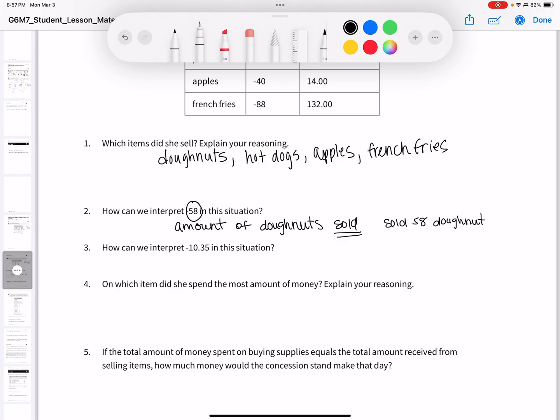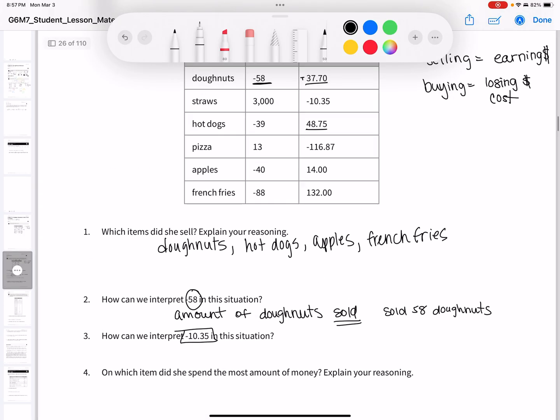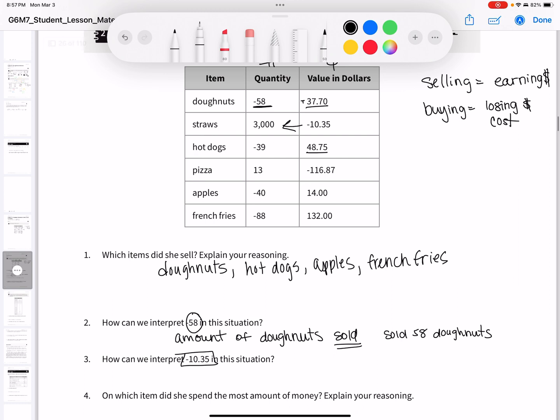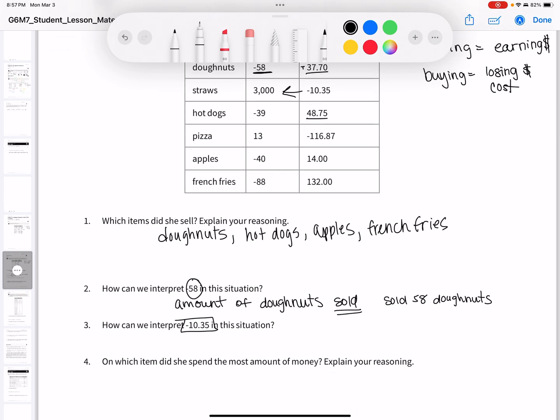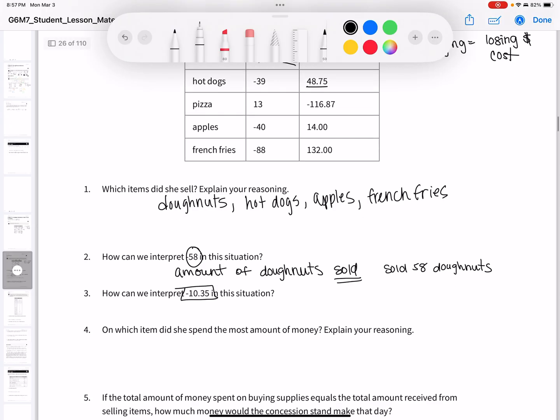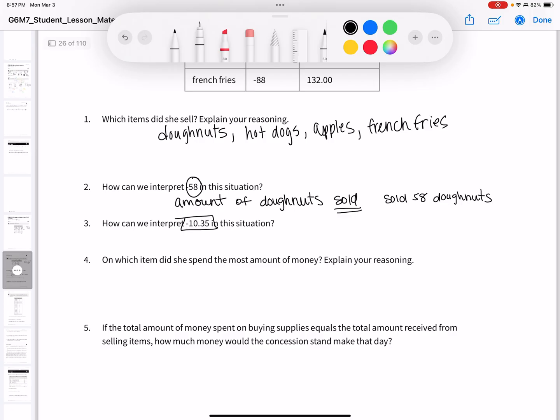donuts. Okay. How can we interpret the negative $10.35 in this situation? Well, what we can say is she spent money to buy straws, right? So in this case, the $10.35 is the cost to buy 3,000 straws.